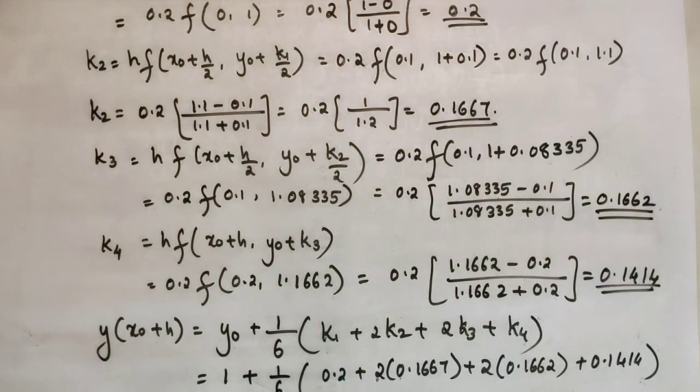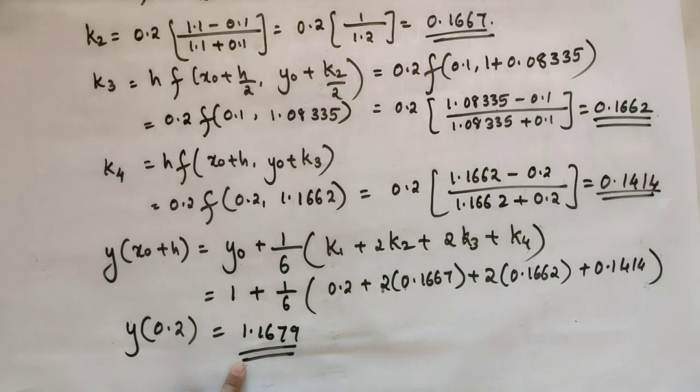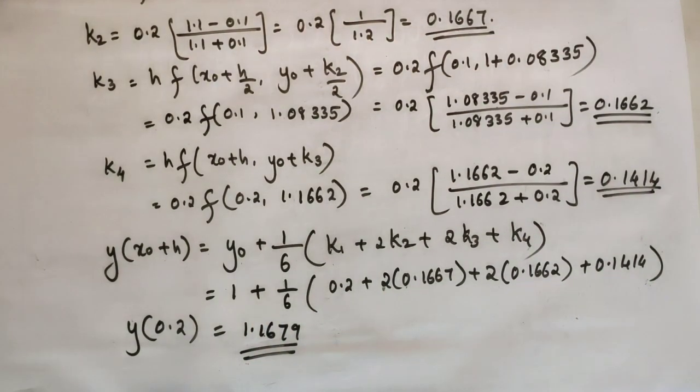Now add all these in your calcis. Just put all the values in your calci. So y of x naught is 0, h is 0.2, so y of 0.2 becomes, after substituting the values in your calci, 1.1679. Just put all the values in your calci and verify. You will have it to be 1.1679. I hope it is clear to all of you.